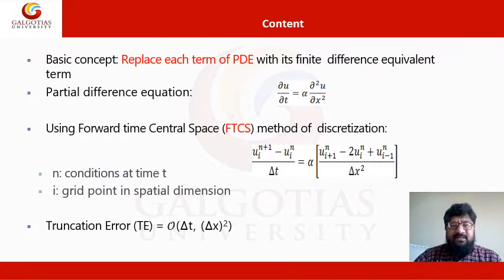Where i is the x direction index and n is the time index, and n plus 1 is the future time level which we want to know, and n is the current time level at which we know the properties of u, or the information of u. Del t is the time step, meaning the difference between the n time level and the n plus 1 time level.